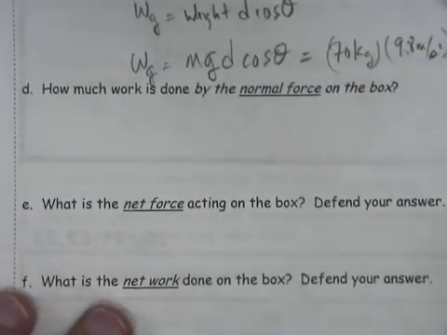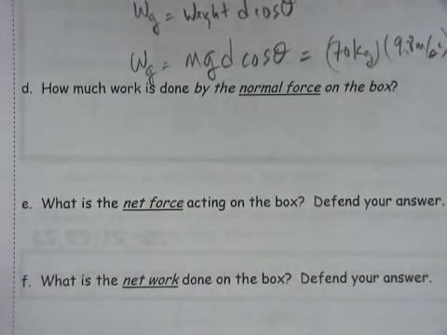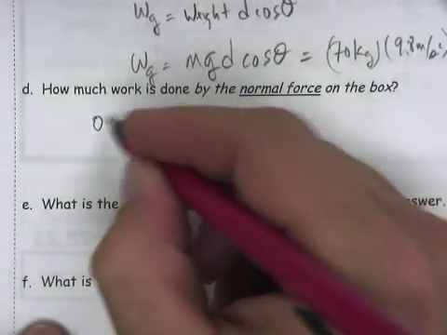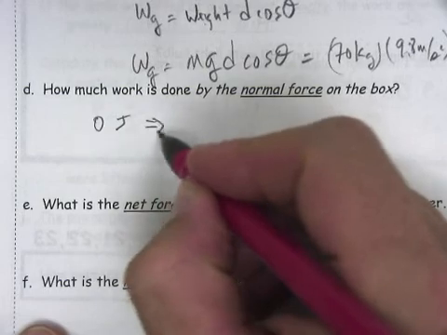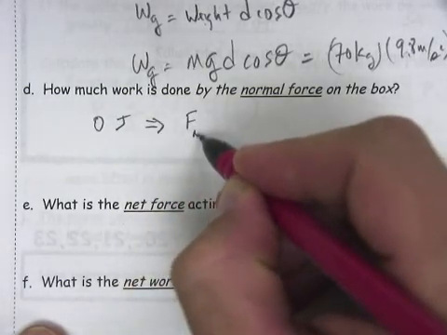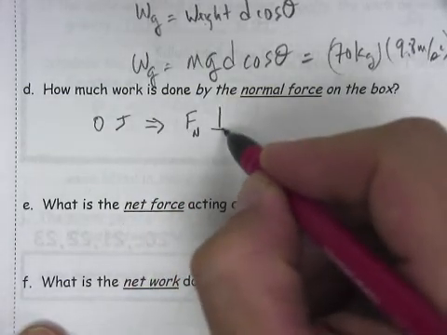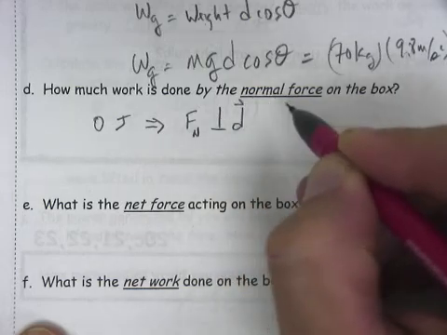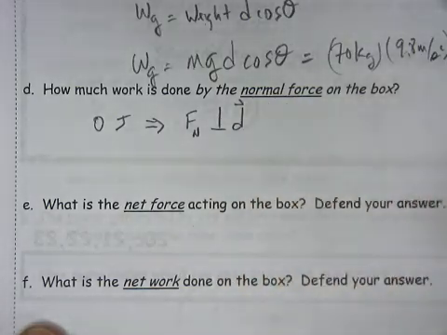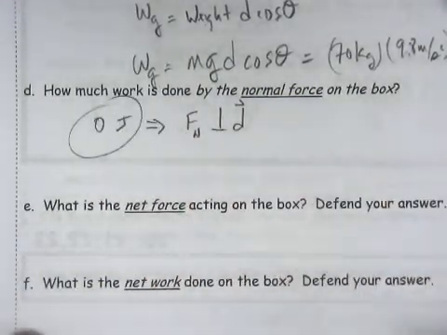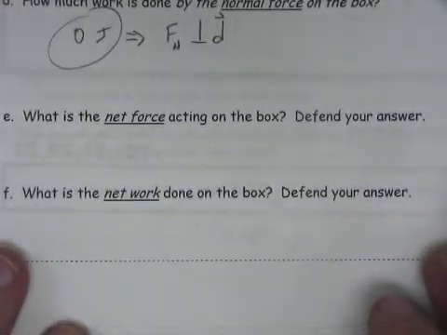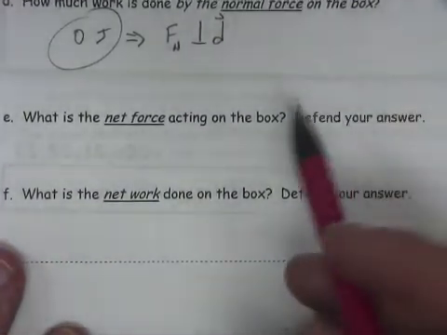Okay, the next question says how much work is done by the normal force? Well, we already answered that. It's going to be 0 joules, and the reason is because the normal force is perpendicular to the motion. And as soon as it's perpendicular, there's no work being done. So there it is, it's 0.